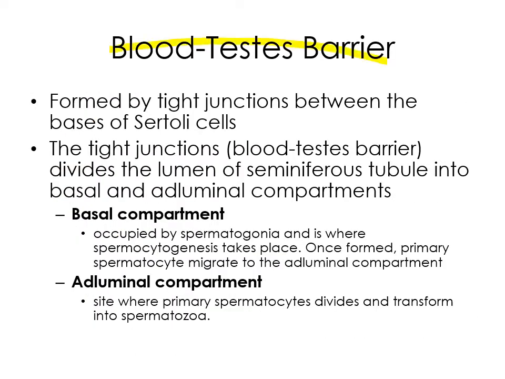The blood-testis barrier is formed by tight junctions between the bases of Sertoli cells. The tight junctions divide the lumen of the seminiferous tubule into basal and abluminal compartments. The abluminal compartment is the site where primary spermatocytes divide and transform into spermatozoa.